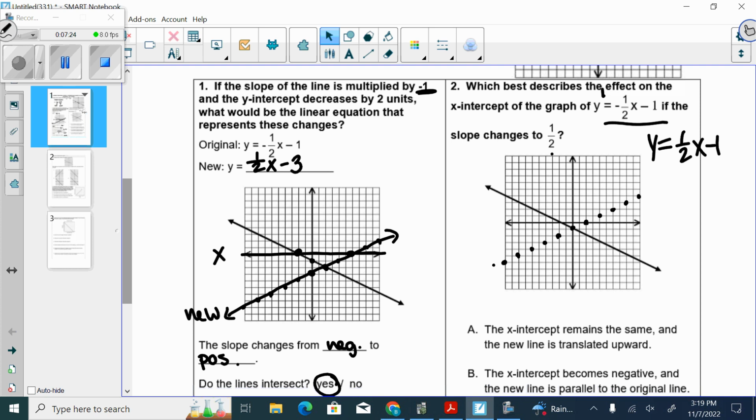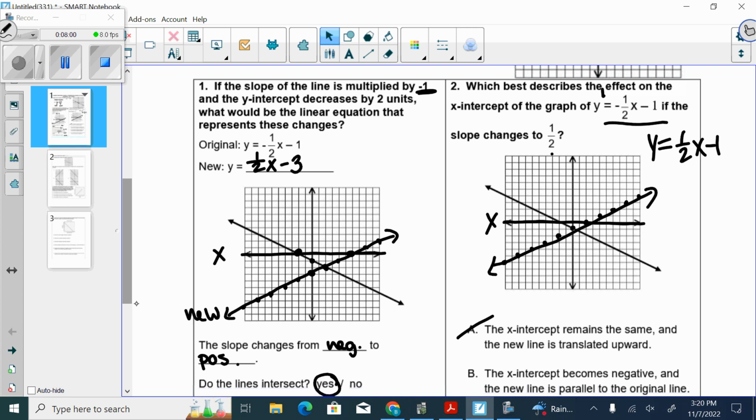All right, so before I read my answer choices, did the steepness change at all? No. Right, it stayed the same slope, so steepness didn't change. Okay. All right, so answer choice A said the x-intercept remained the same. So this is the x-axis. Do they cross it at the same point? They touch that line at the same spot? The x-axis. No, they do not. Okay, so it's not A.